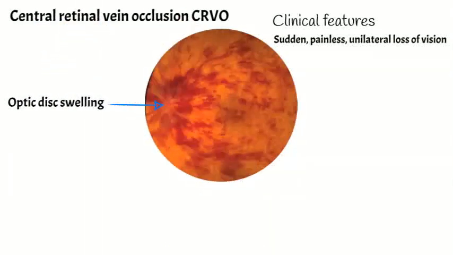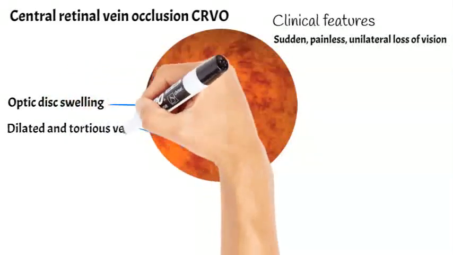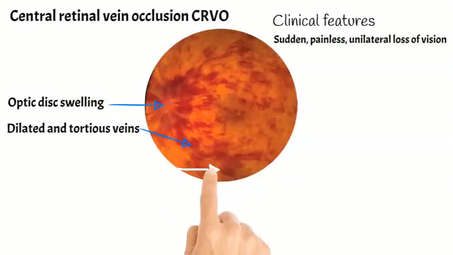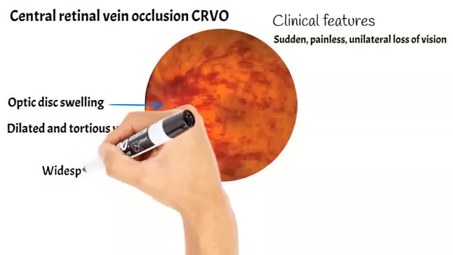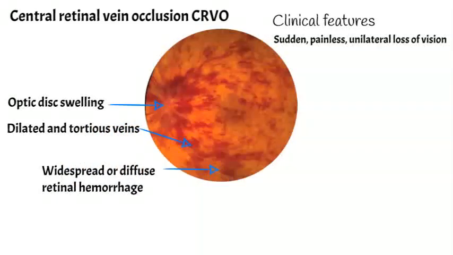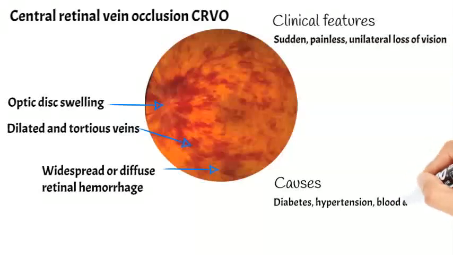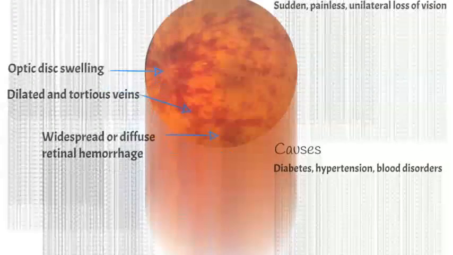However, if we do a fundoscopic examination, we will find an optic disc swelling and dilated and tortuous veins with widespread or diffuse retinal hemorrhage. Causes in this scenario can include diabetes, hypertension, and other blood disorders.